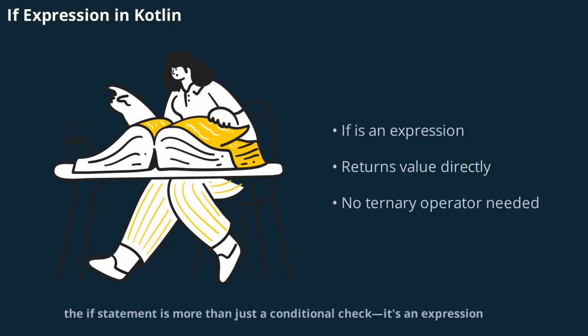In Kotlin, the if statement is more than just a conditional check. It's an expression. This means it can return a value directly, making your code more concise. For example, you can assign the result of an if expression to a variable, replacing the need for a ternary operator, which Kotlin doesn't have. This approach not only makes your code shorter, but also easier to read. Let's see how this works in practice and why it's a favorite among Kotlin developers.